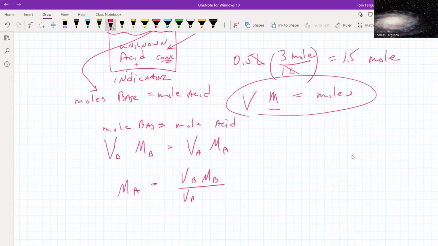Okay, so we know the volume we put in of the unknown acid. We're going to use a volumetric pipette to do that. It'd be like 20 milliliters or whatever. Well, we don't know the concentration of the acid. From the burette, we know how many milliliters of base it took to neutralize the acid. That comes from the burette reading. We know the concentration of the base because we made it up. So now we just solve for concentration of the acid.